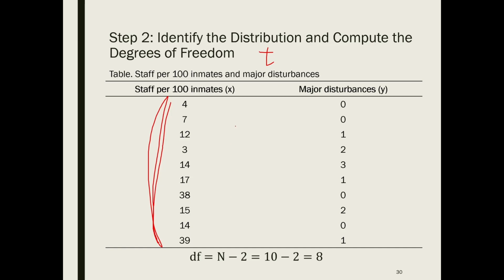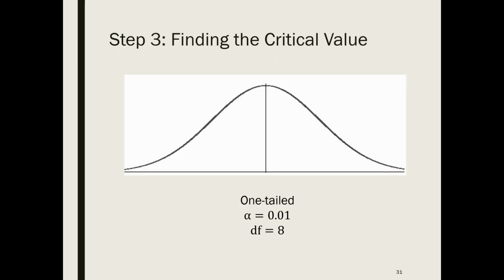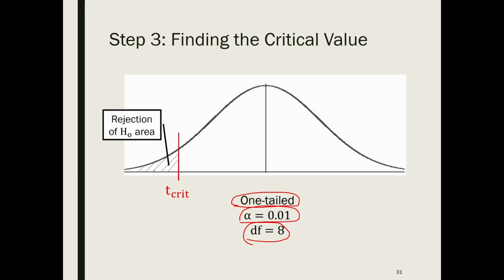So we have 10 prisons. So 10 minus 2, that is 8. Okay. Step 3, find the critical value. At this time, we are using one tail. We already mentioned that, and it's supposed to be on the negative side, right? At this time, we use alpha level 0.1 and degree of freedom of 8. Okay, it's on the left side, so whatever is less than this t critical must be a negative number.